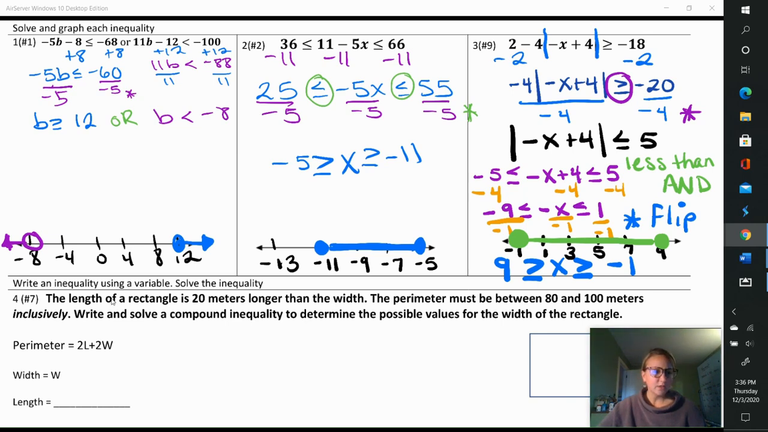For number 4, the length of a rectangle is 20 meters longer than the width. The perimeter must be between 80 and 100 meters inclusively. That means it includes the values of 80 and 100. We want to write and solve a compound inequality to determine the possible values for the width of the rectangle. So first, let's define the length in terms of the width. The length is 20 meters longer than the width. So length equals W plus 20.